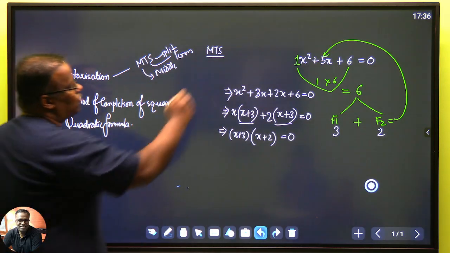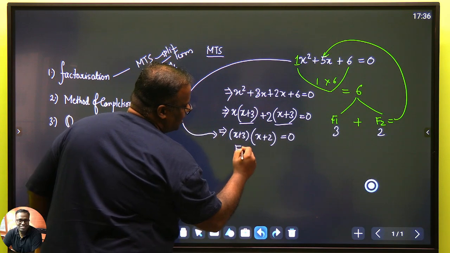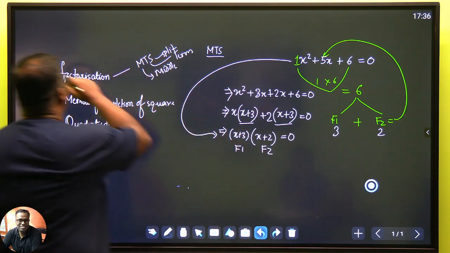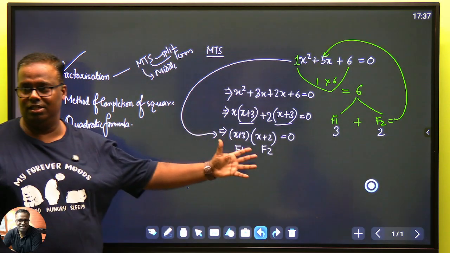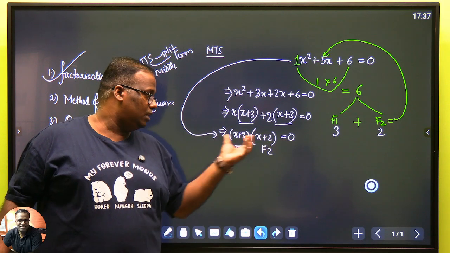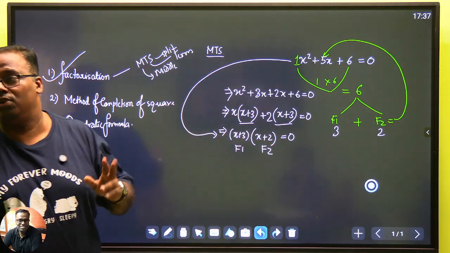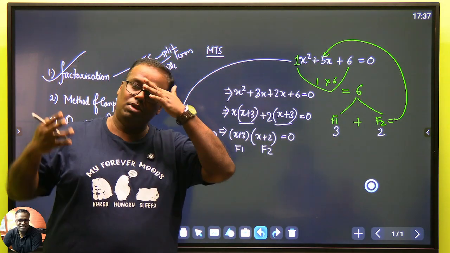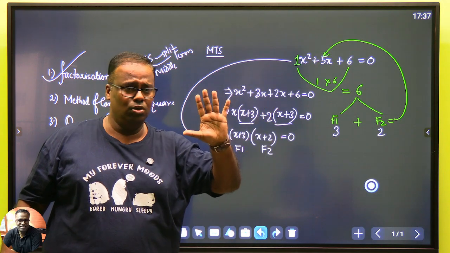The quadratic equation that you got, you finally factorized it into two factors, f1 and f2. This is the first way of learning: factorization. You have factorized it. Now blabla into blabla is equal to 0. Either blabla will be 0 or this will be 0. Quadratic means, if your degree is 2, what is the maximum number of solutions you can get? 0, 1, 2. Are you aware of that?